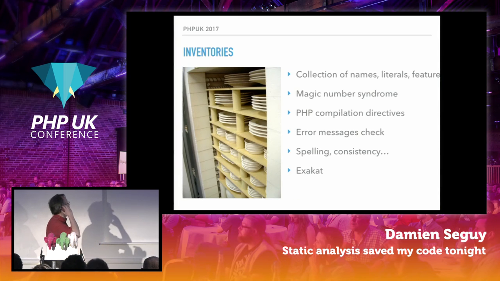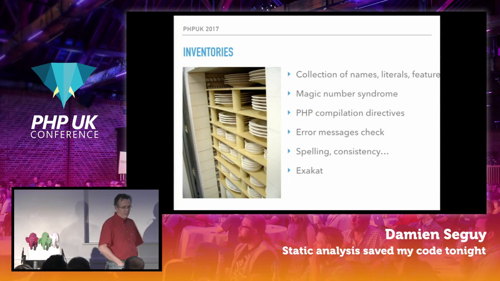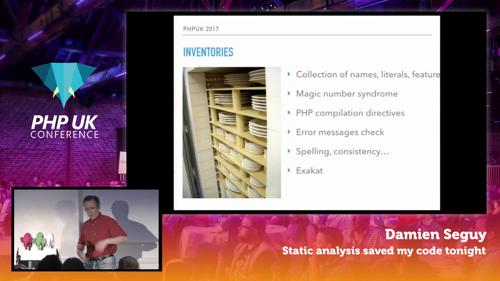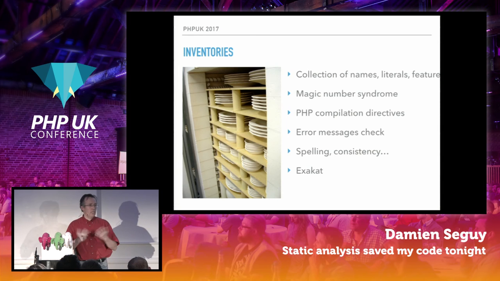Actually, pretty quick. So inventories will be the last section. And inventories is something that I really enjoy. It's always spectacular to do one of them. Basically, you take a part of the code. For example, you list all the literals, and you see how often they appear. And suddenly, you take a look at the value, and understand why some special value appears.